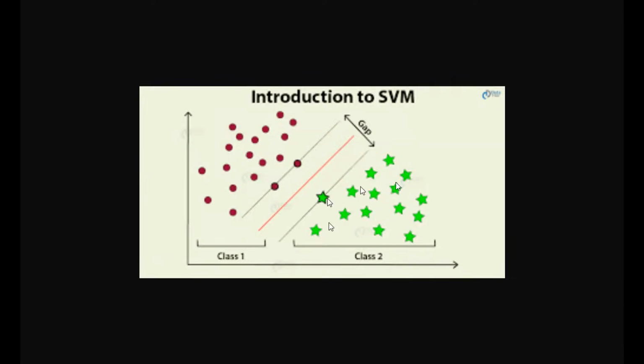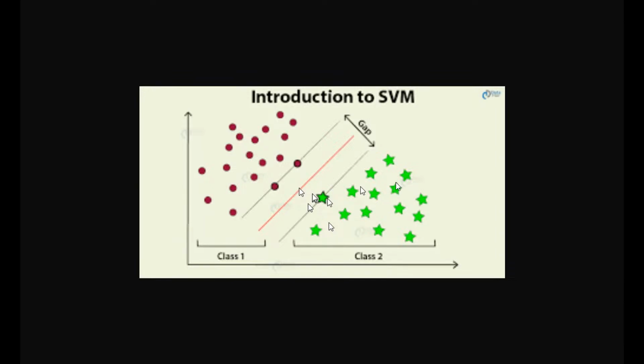If the point arrives here, for example, this line will move and the margins will shrink because the new point has a different value. That's how your SVM helps in deciding the classification, based on the support vectors available at the boundary. They are sitting exactly at the boundaries, and they decide which point goes in which place.